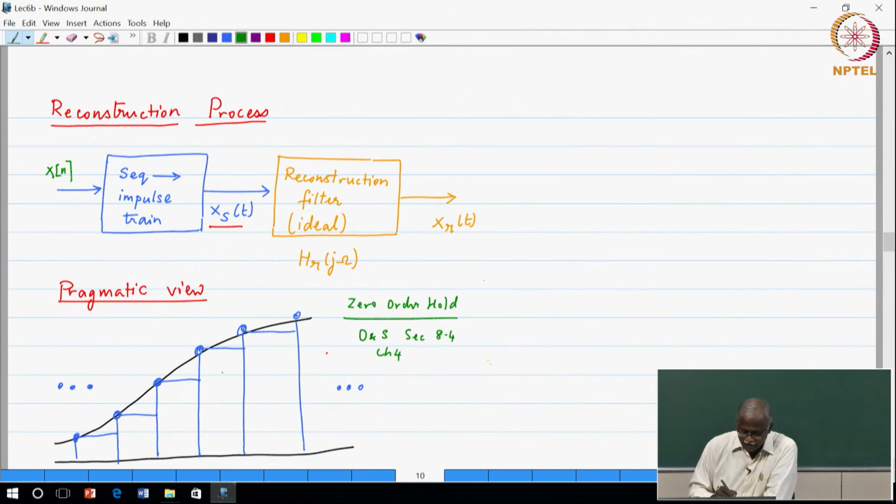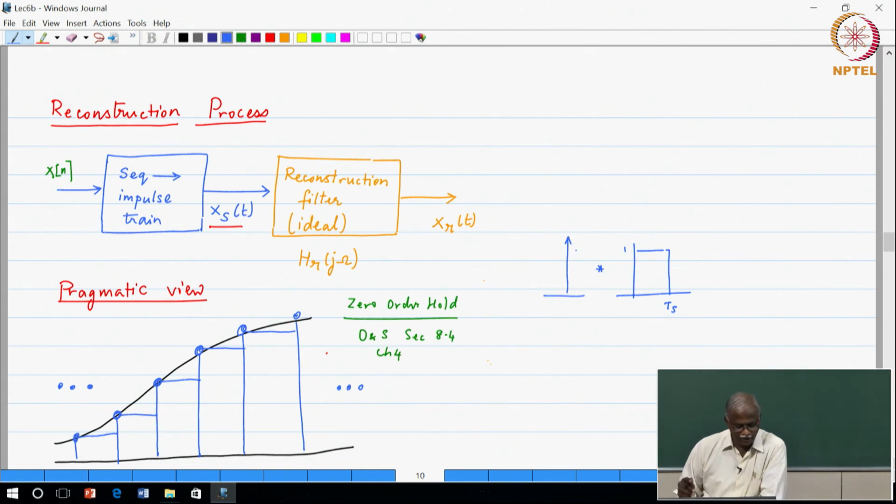So what is the staircase function? The staircase function can be viewed as a Dirac delta convolved with a signal which has the following impulse response: from 0 to Ts, it has a height of 1. Now, if I convolve these two, then we get the staircase approximation. Wherever the delta occurs, I convolve and I get this sort of staircase approximation.